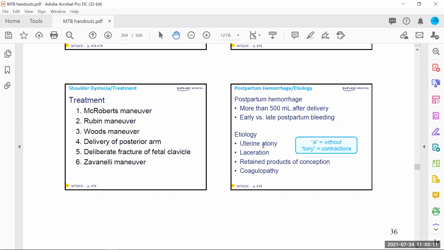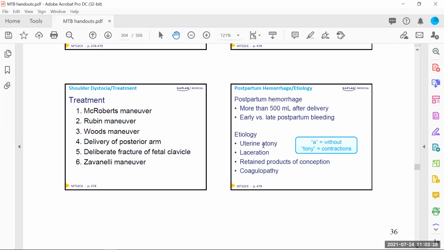So normally soon after delivery, the uterus should become contracted. If not, we can say that there's uterine atonia. And because of uterine atonia, that uterus which is not contracted is going to bleed a lot. So that is how the patient goes into PPH.